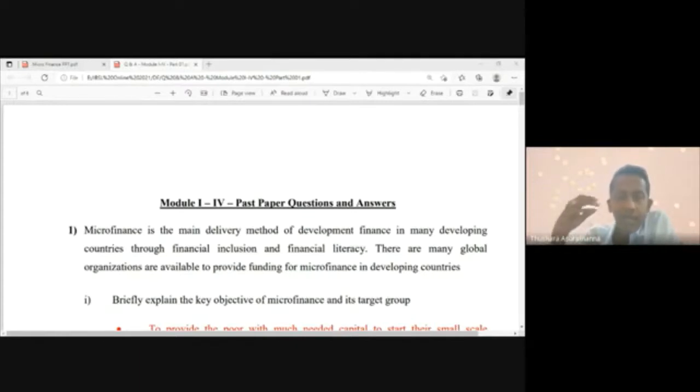If you remember microfinancing, they haven't asked about the definition here, but if they ask for a definition, the answer is lying in the question itself. So generally what they could ask is, they could first ask about the microfinancing definition, objectives, and target group.